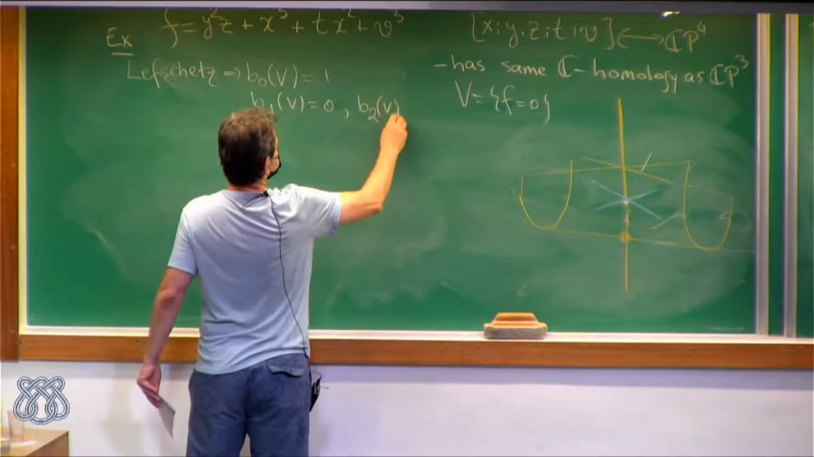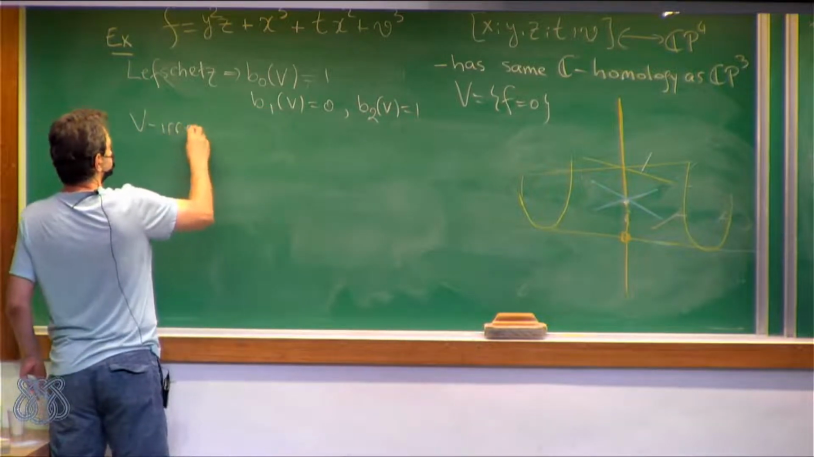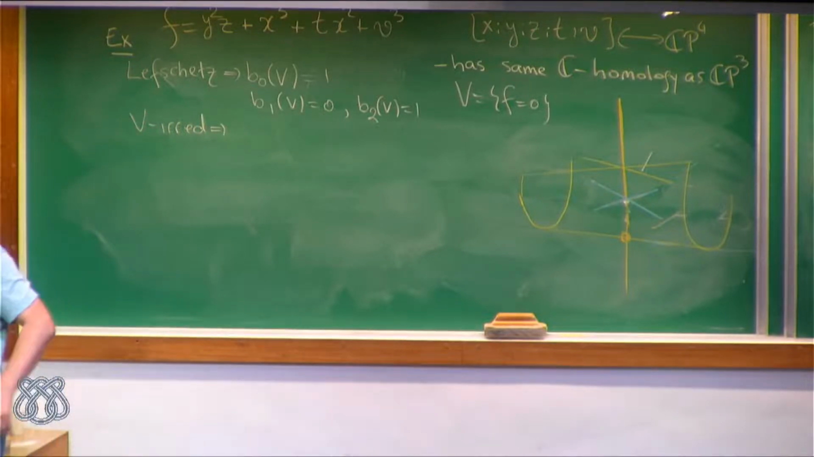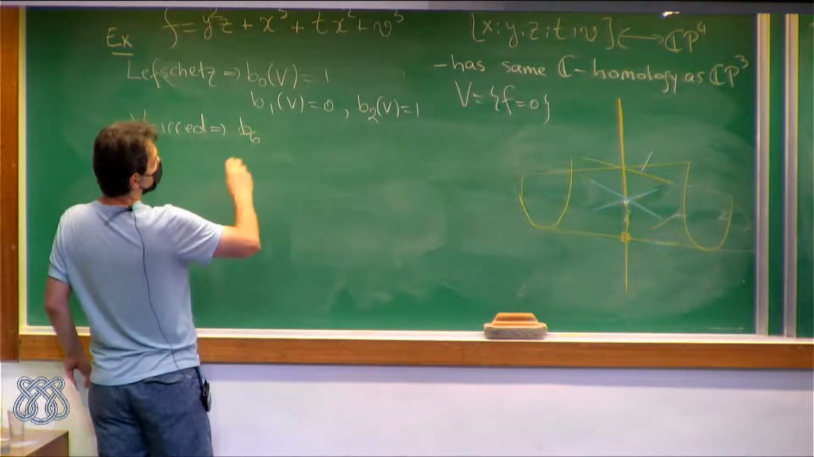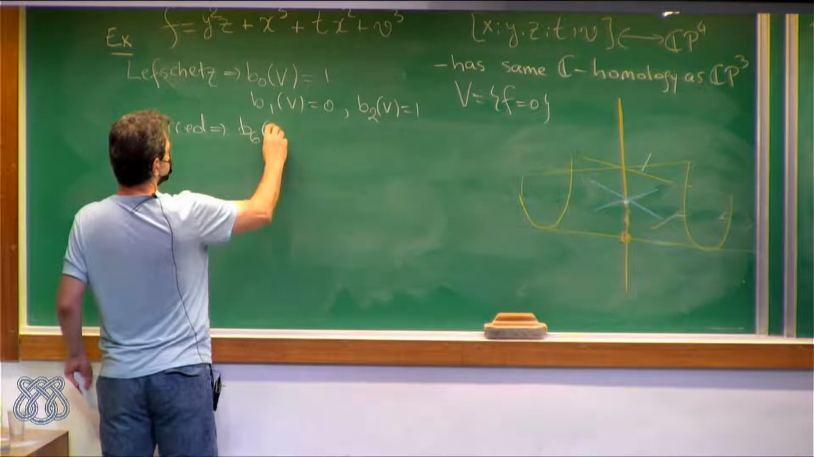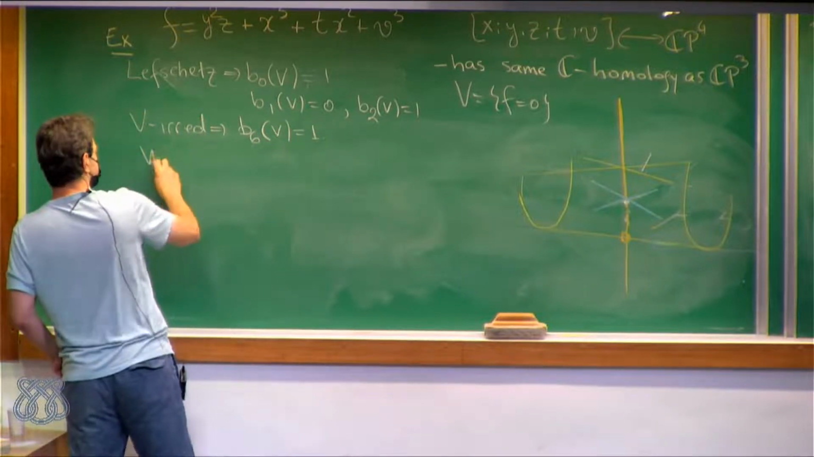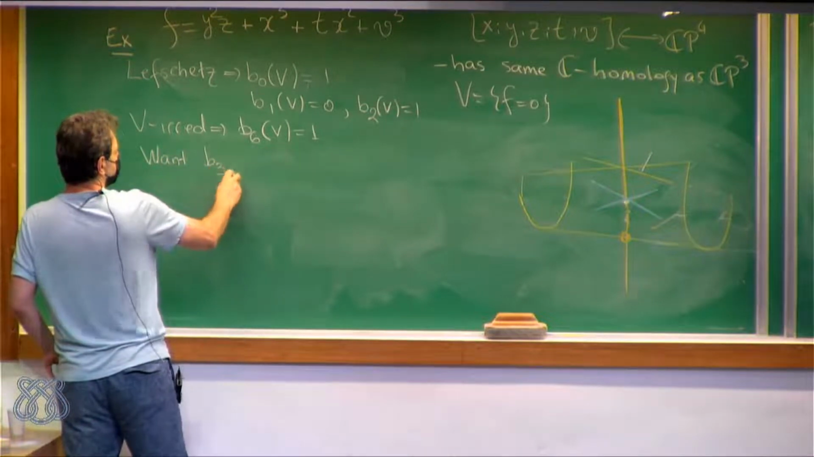B2 is 1. Now, V is irreducible, and we saw today that the number of irreducible components gives us the top Betti number. So B6, so this is a threefold, a complex threefold, has real dimension 6, and B6 is 1. So now we want B3, B4, and B5.